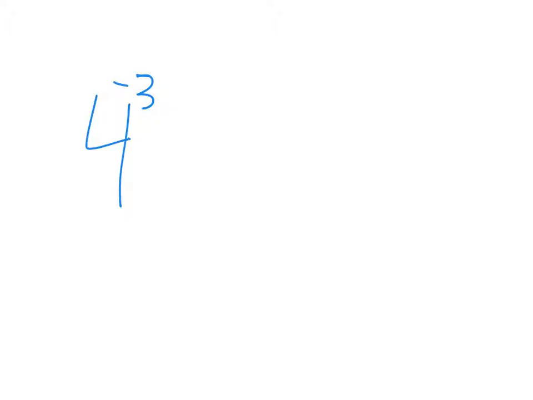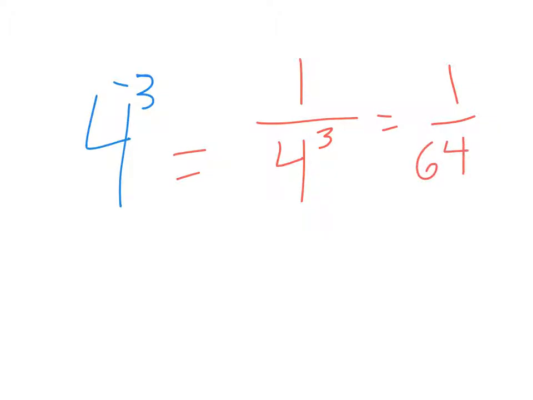Instead, an easier way to simplify this would be to just make it a fraction. You make that 1 over 4 to the third power. That's how we would simplify that. So when we're solving that completely, that would represent 1 over 64. So it ends up being a fraction. That's how we would solve anything with a negative exponent.